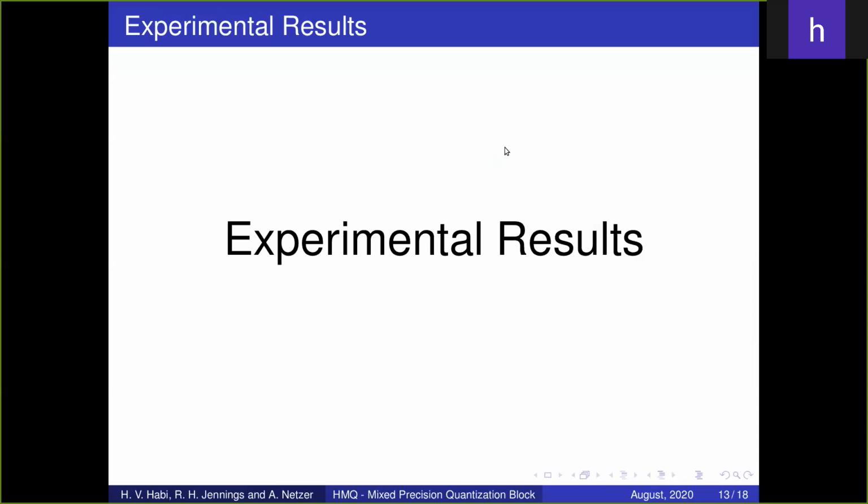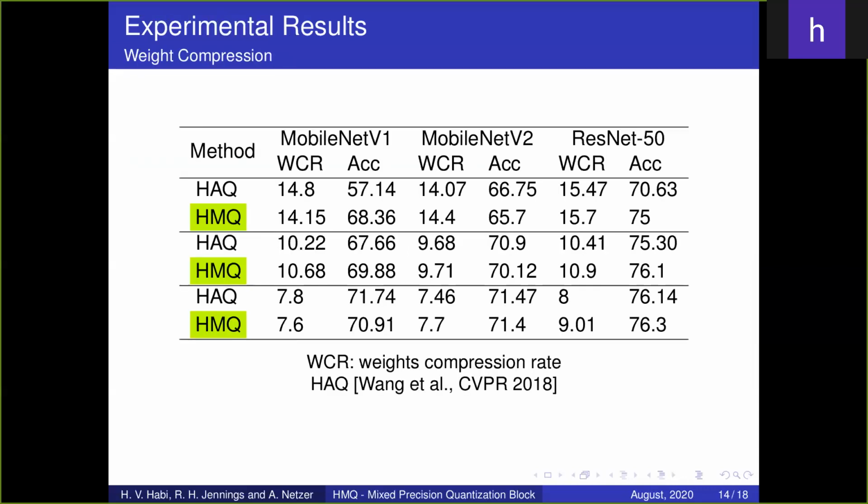Experimental results. In our work, we compare results with those of other mixed precision methods on ImageNet classification tasks using EfficientNet B0, MobileNet V1, MobileNet V2, and ResNet 18. Here we show a comparison of weights compression with HMQ. We present state-of-the-art results in MobileNet V1 and ResNet 18, where we achieved higher accuracy with the same compression.